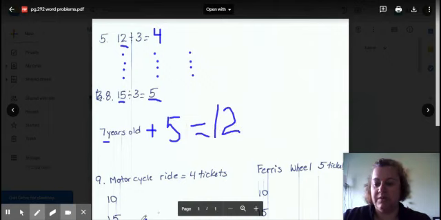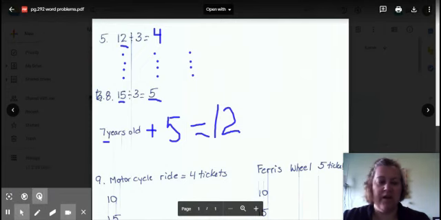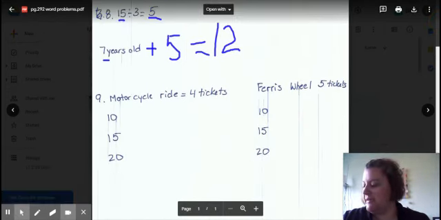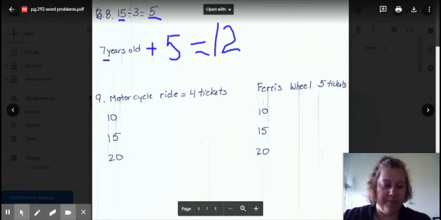Okay. So I'm just going to scroll down the page here for a second. Our next one has quite a few little different parts to it. So we're going to look at number 9. And if you have your textbook open, it has a nice little picture there for us.